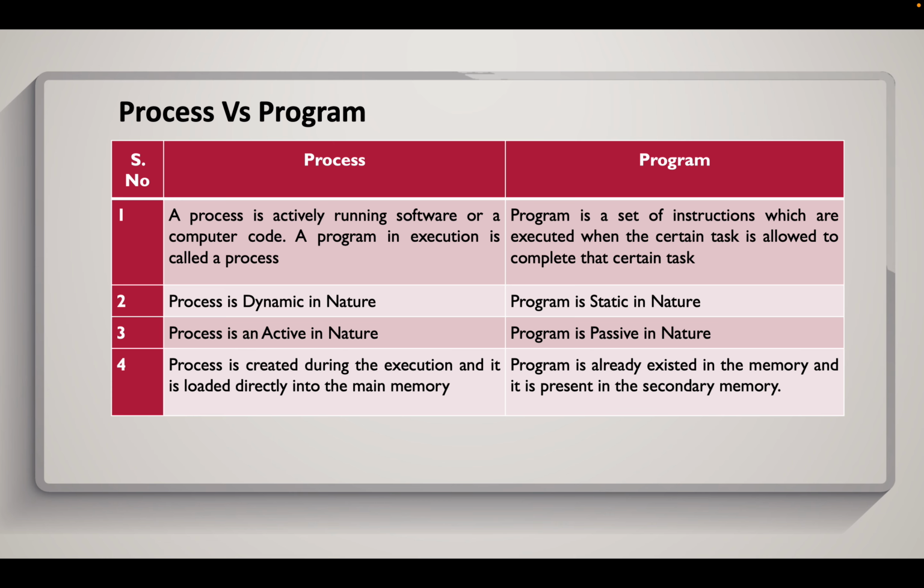What's the difference between a process and a program? A process is actively running software or computer code. A program in execution is called a process. A program is a set of instructions which are executed when a certain task is allowed to complete the task. A process is dynamic in nature, whereas a program is static in nature. A process is active, whereas a program is passive. A process is created during execution and is loaded directly into memory, whereas a program already exists and is present in the secondary memory.